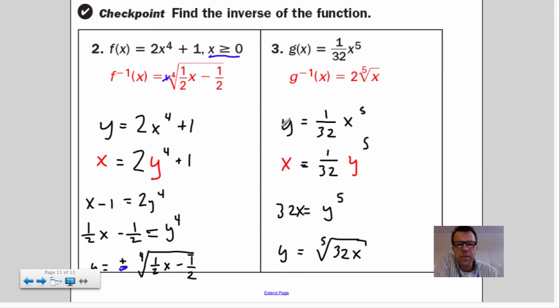Let me walk you through the steps, though. So we took the g of x, wrote it as y equal to, switched x with y, did the big inverse move. I multiplied both sides by 32. I now take the 5th root, right? And here you could leave it like this, but hey, we know the 5th root of 32 is actually 2, so it's a better answer here that the book gave us.